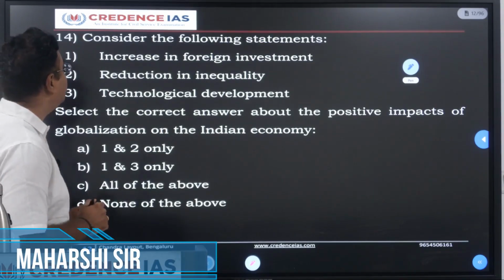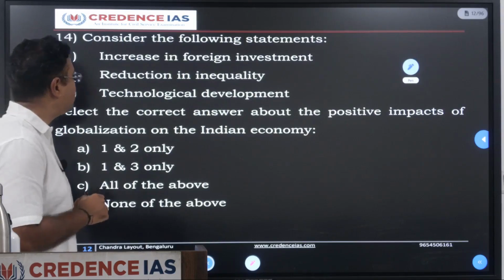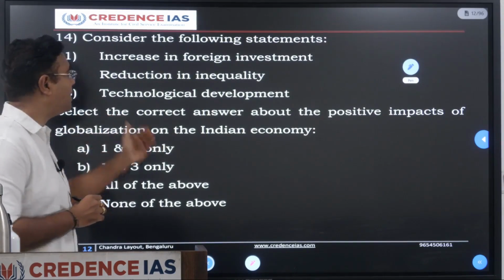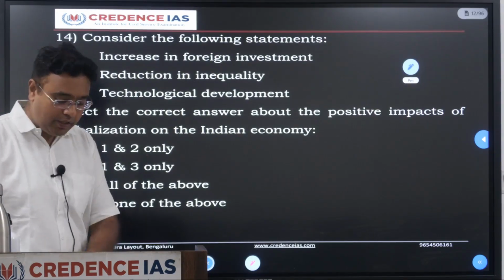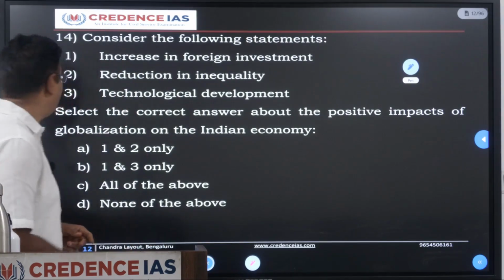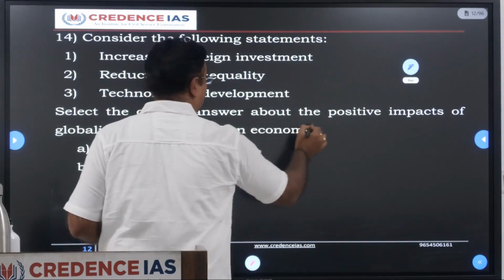The next aspect is: consider the following statements: increase in foreign investment, reduction in inequality, technological development. Select the correct answers about the positive impacts of globalization on the Indian economy. This was the question. So what you need to understand with regard to globalization is, first you need to focus on understanding globalization.